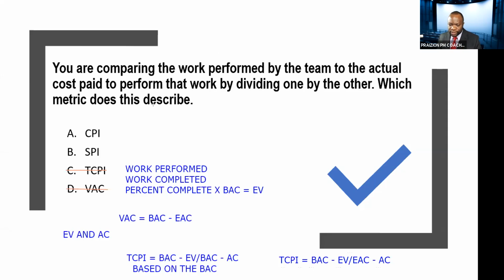All right, next we have the SPI. The formula for SPI is EV divided by PV. So the only one that has these two variables that I called out, the EV and the AC, the only one is option A. So the answer to that is A.